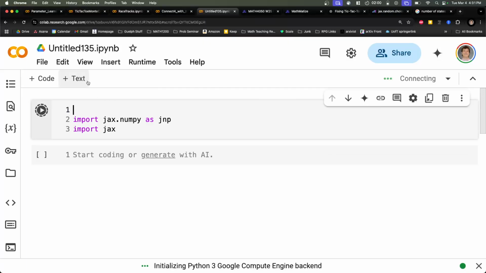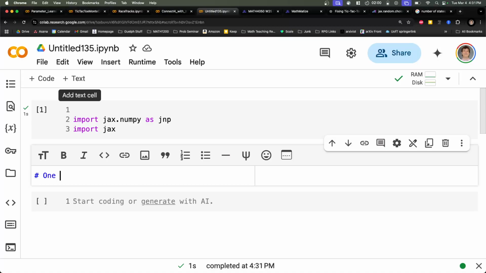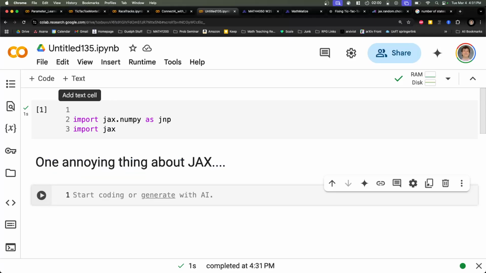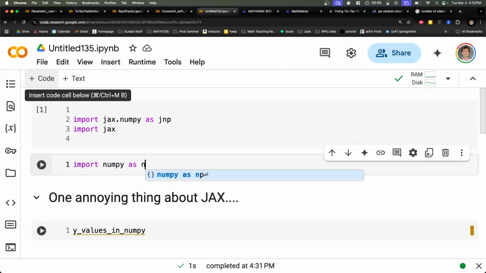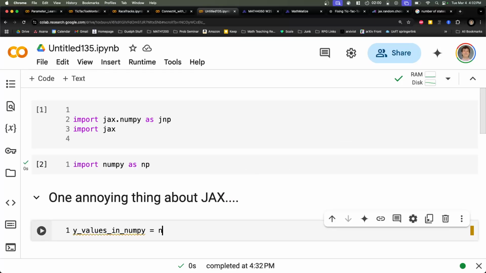The first little thing I've got to show you is one annoying thing about JAX. It works almost exactly like NumPy, but there is one annoying thing, and I'm going to tell you up front. In NumPy, you would just have the y values. Let me import NumPy as np. The y values could be np.array, and you could do 1, 2, 3.